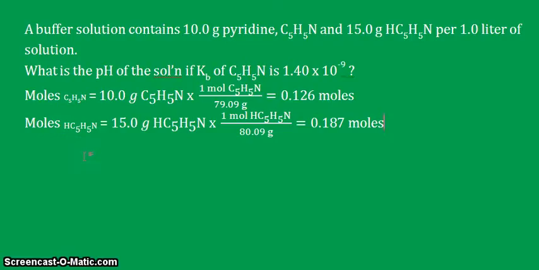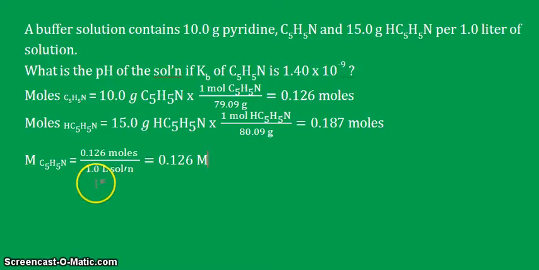Now all we need to do is divide by the total volume, which is 1 liter, for us to convert the number of moles to the concentration, which is in the unit of your molarity. So let's do that. We simply divide the number of moles of our pyridine by the total volume, which is 1.0 liter, and 0.126 divided by 1.0 liter is equal to 0.126 moles per liter, or abbreviated as capital M. Remember, capital M is the symbol for your molarity, which is the unit of your concentration and is usually used in your buffer solution problems.